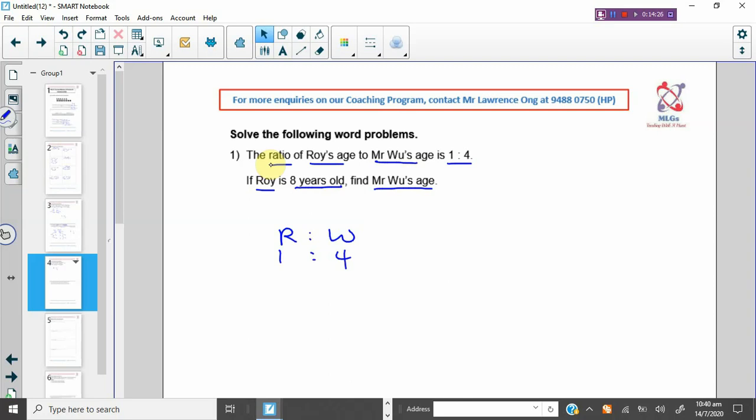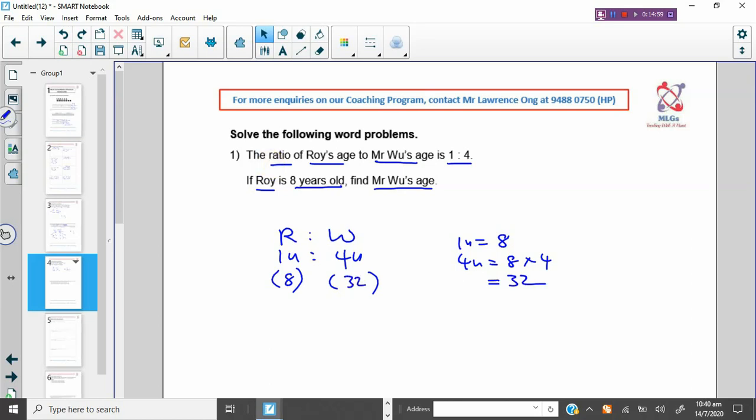It means Roy has 1 unit and Mr. Hu has 4 units. And if Roy is 8 years, I'm going to put a bracket below, 8 years, then what is Mr. Hu's age? So can we find that? Yes, we can. So 1 unit is equal to 8, then 4 units will be 8 times 4. So Mr. Hu must be 32 years old.